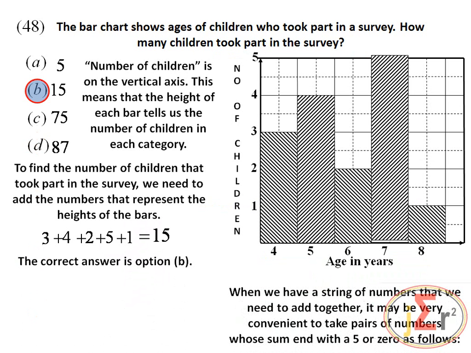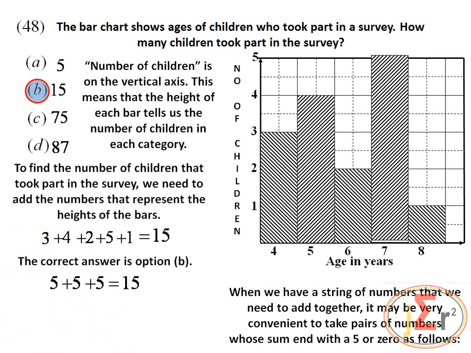When we have a string of numbers that we need to add together, it may be very convenient to take pairs of numbers whose sum ends with a 5 or 0 as follows. So in adding, sometimes it is not good to just look at the left and just add to the right. We may identify pairs of numbers that add to give a value that ends with a 5 or a 0, like so. 3 plus 2 is equal to 5. 4 plus 1 is equal to 5. And then we have a 5 right there. And when we add them, we get 15.